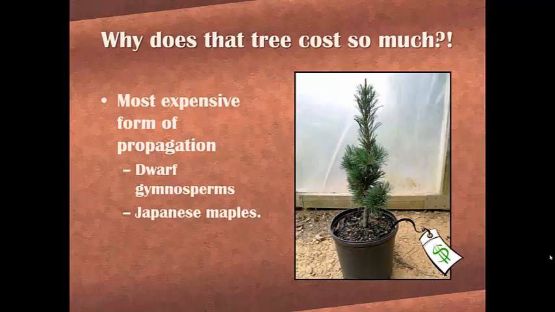It's because it was grafted. Almost all Japanese maples that are for sale commercially are grafted, and the same with dwarf gymnosperms. Those aren't the only grafted plants, but they're two good examples. And so, because there's so much skill and labor involved, a grafted plant is always going to be more expensive than something that was just propagated by cuttings.